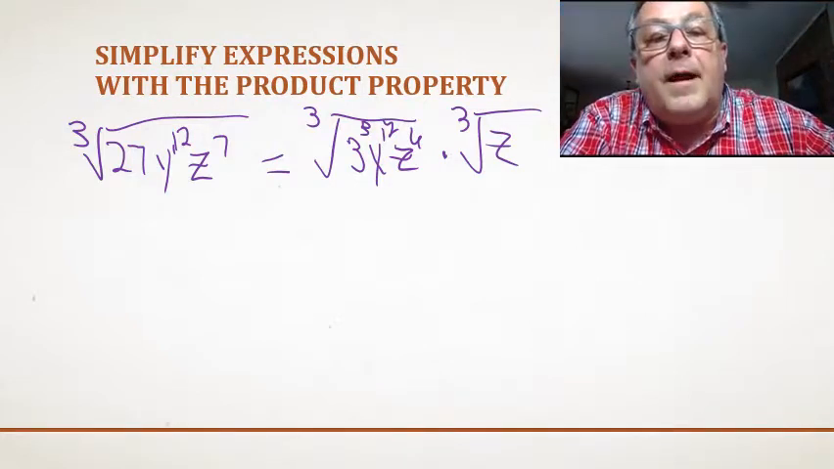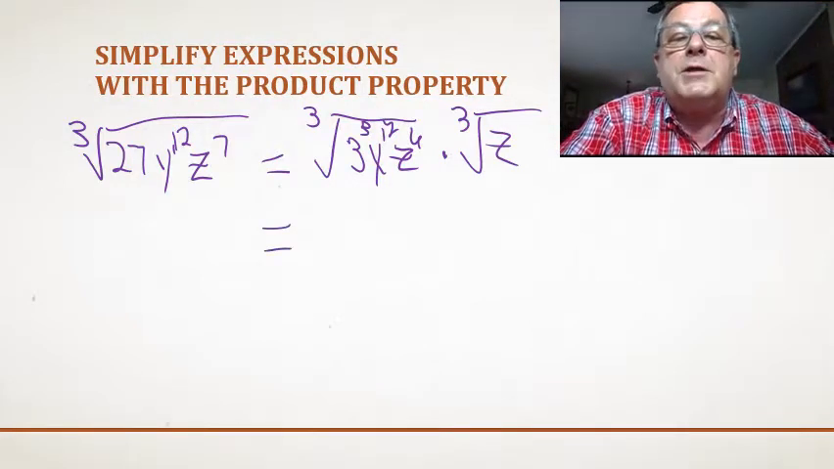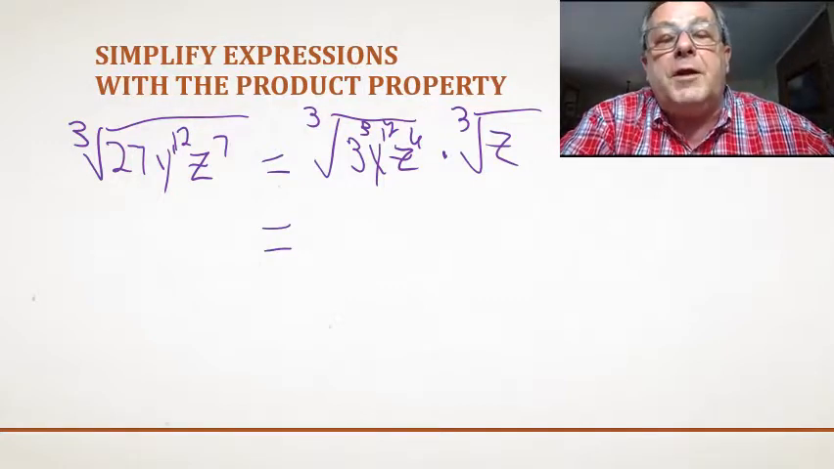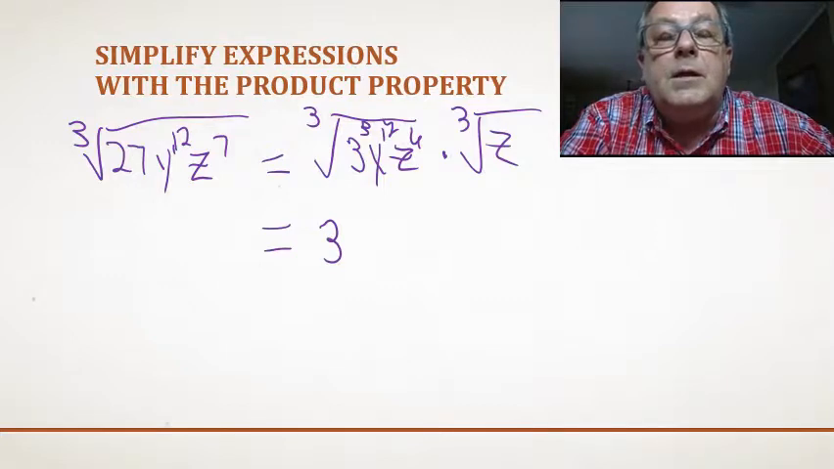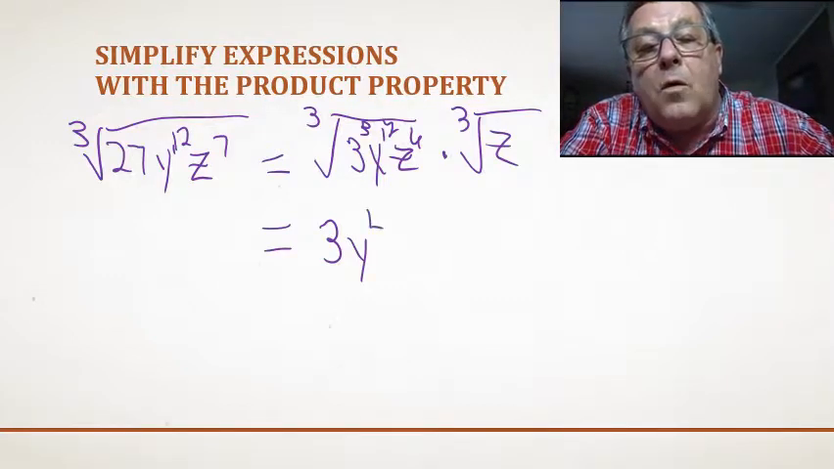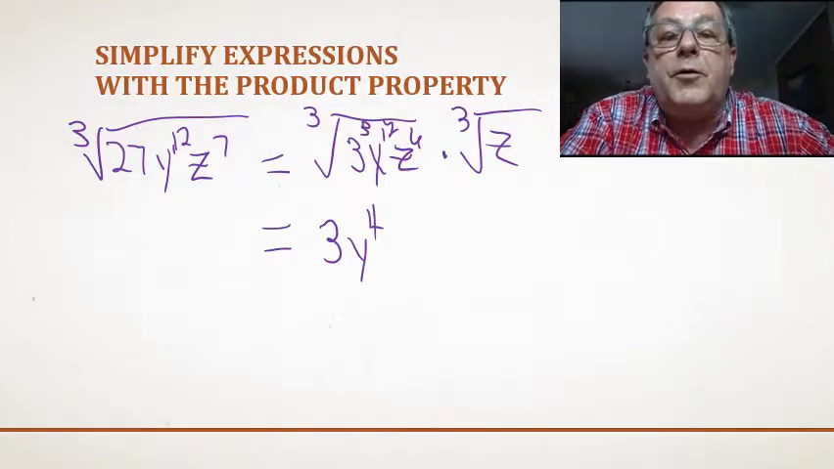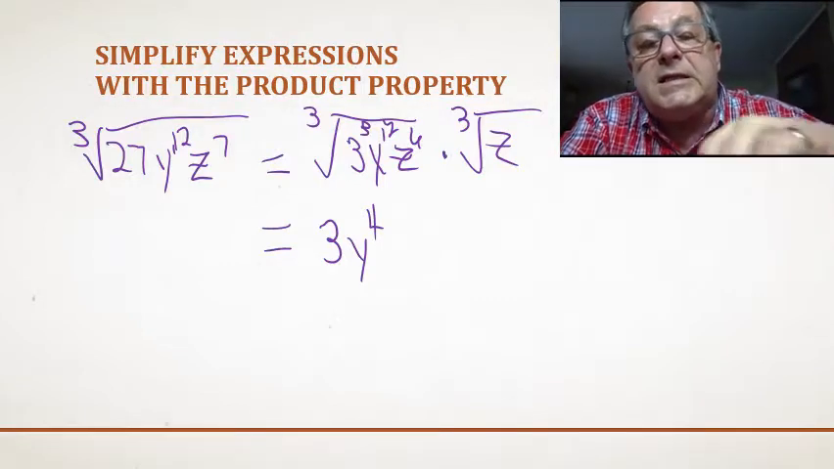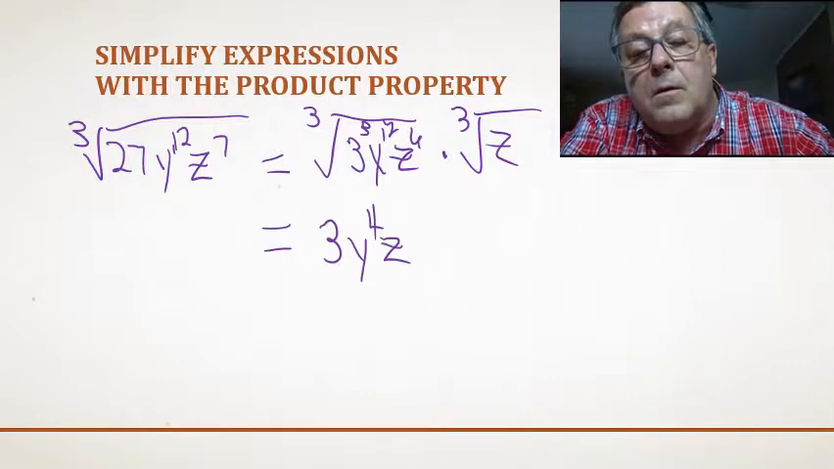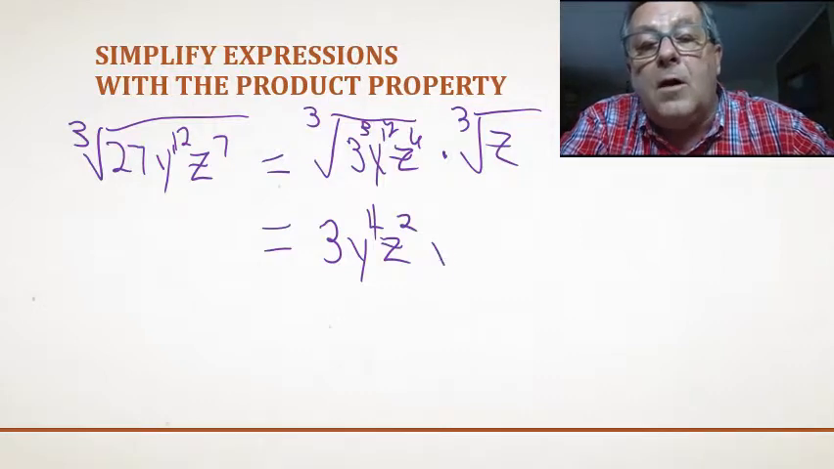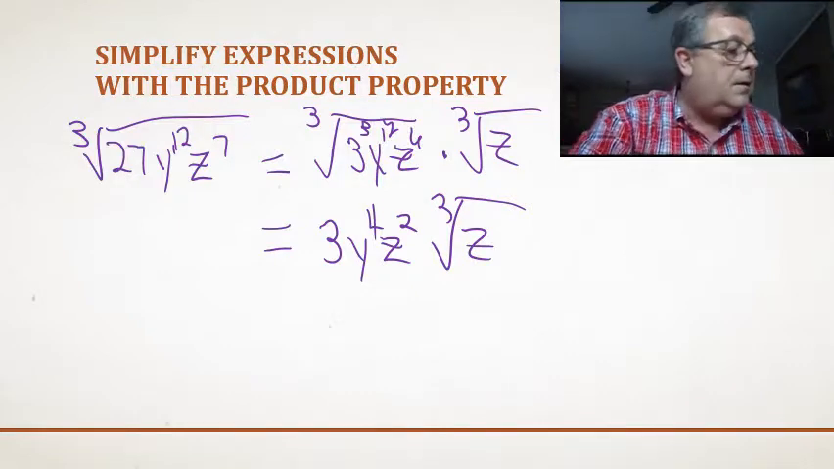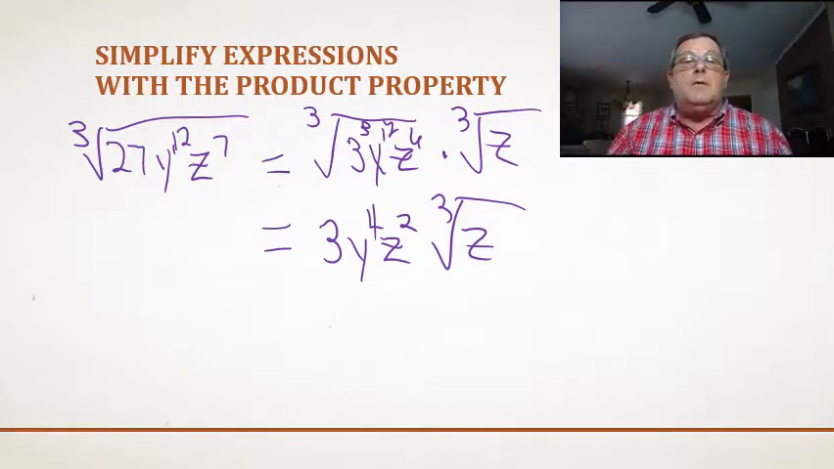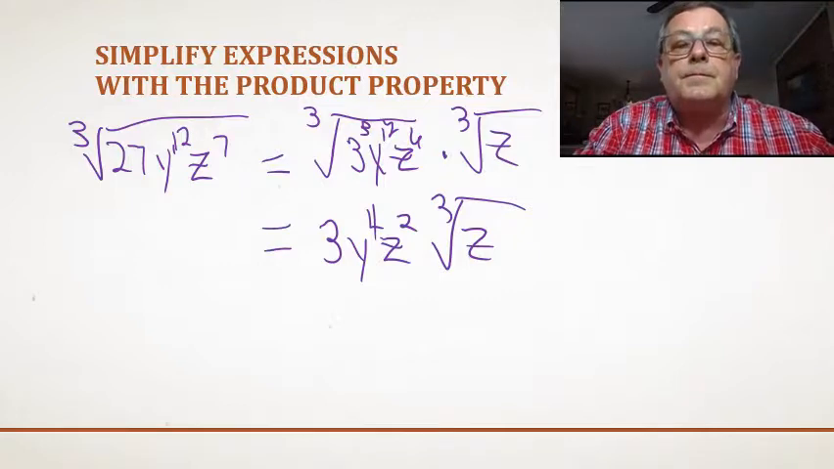All right, now we can simplify our expression here on the left. Well, the cube root of 3 cubed is 3. The cube root of y to the 12th is y to the 4th. The cube root of z to the 6th is z squared. And that's all then times the cube root of z. And there we go, shazam, we have done it.